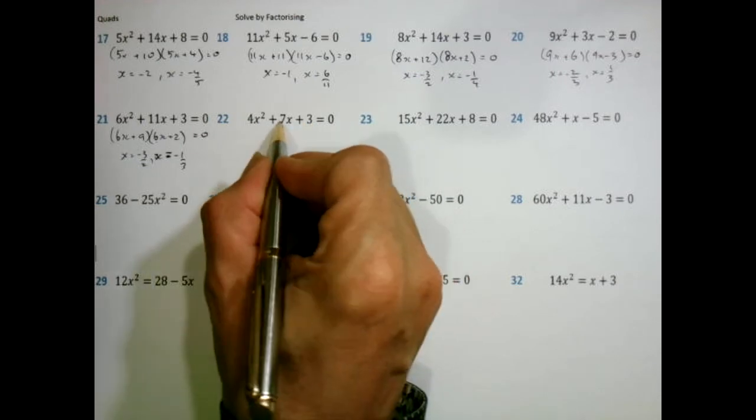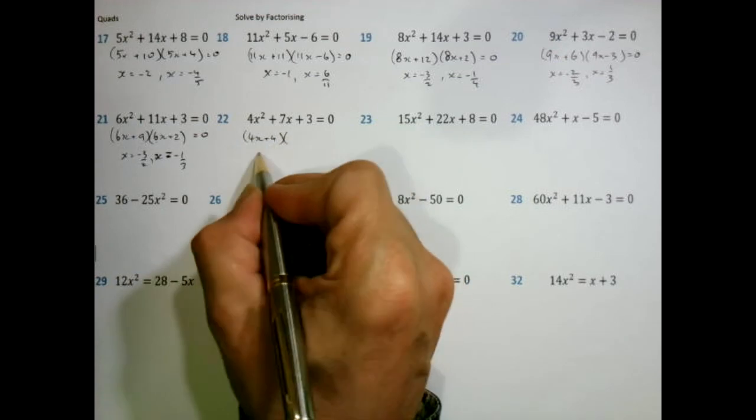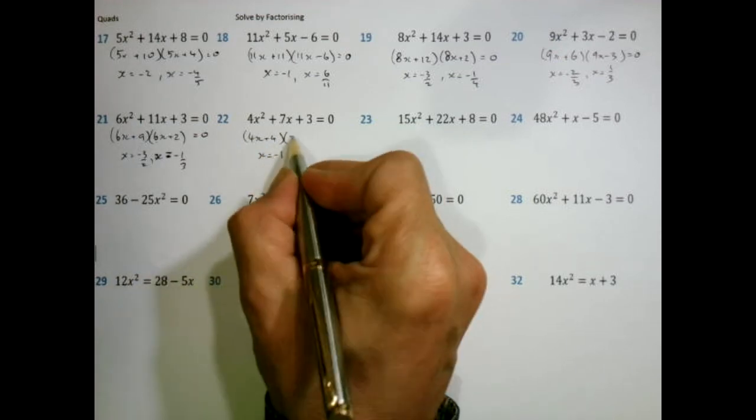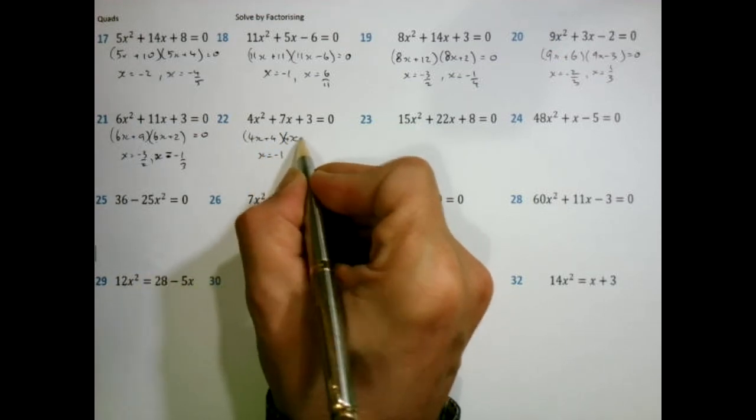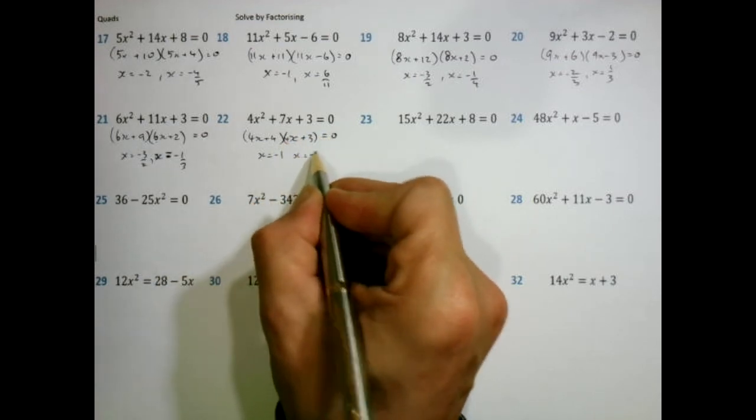4 3s are 12. Multiply to 12, add to 7. 4 and 3. 4x plus 4 is 4 times too many, so that would divide by 4, but we're not going to bother. And this is 4x plus 3. Change the sign, divide by 4. x equals minus 3/4.